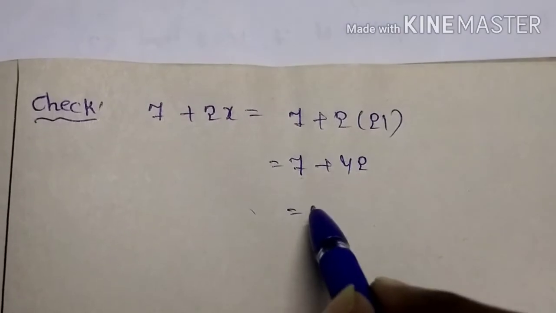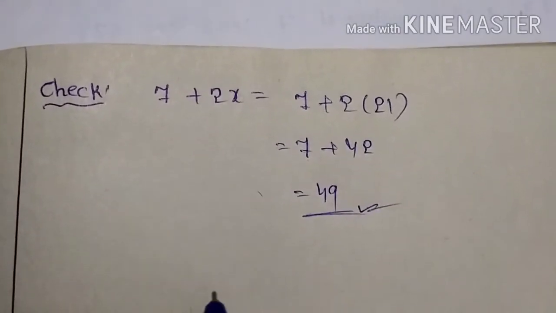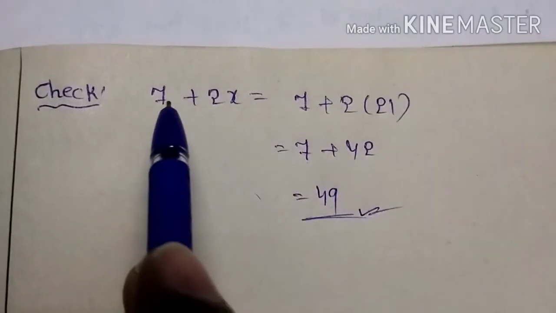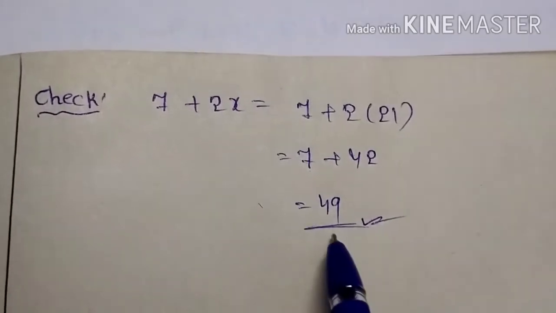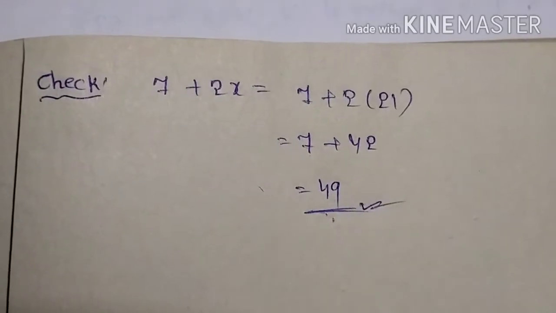7 plus 42 is equal to how much? 49. Are you getting 49 or not? Yes. So your answer should be correct only. See here, if we are adding 7 to twice a number, we get 49. Yes or no? Yes. So this is your correct answer.